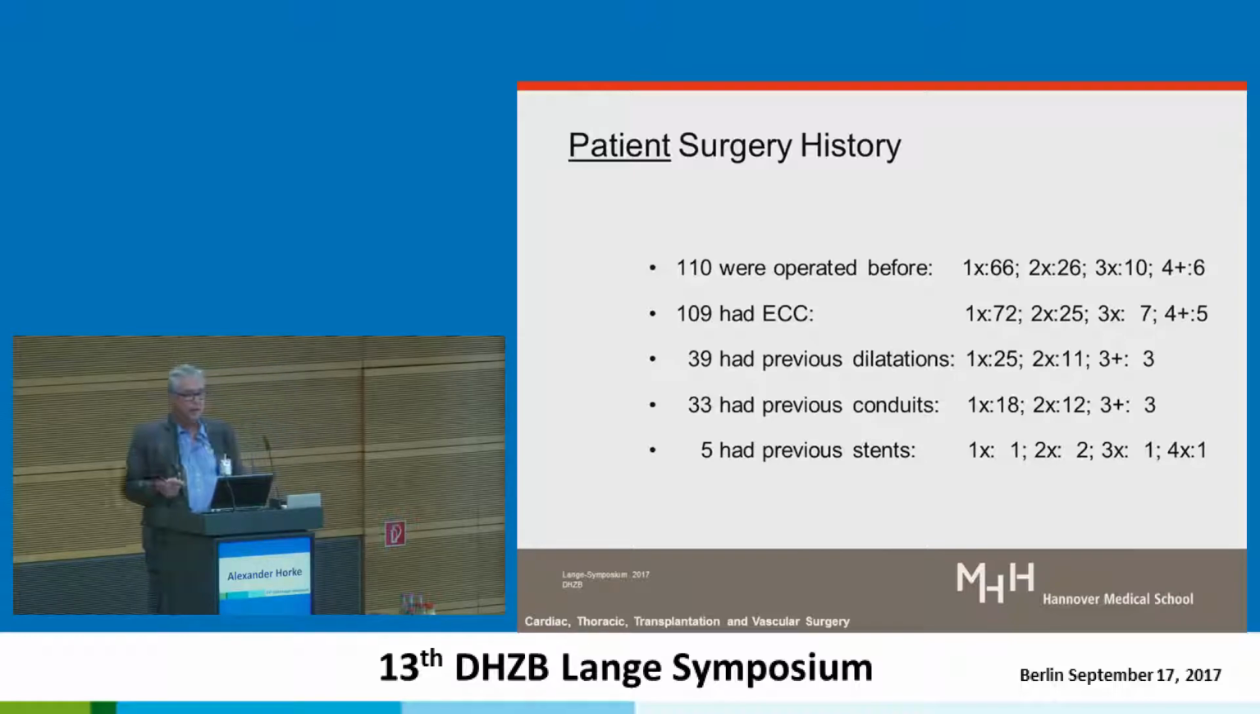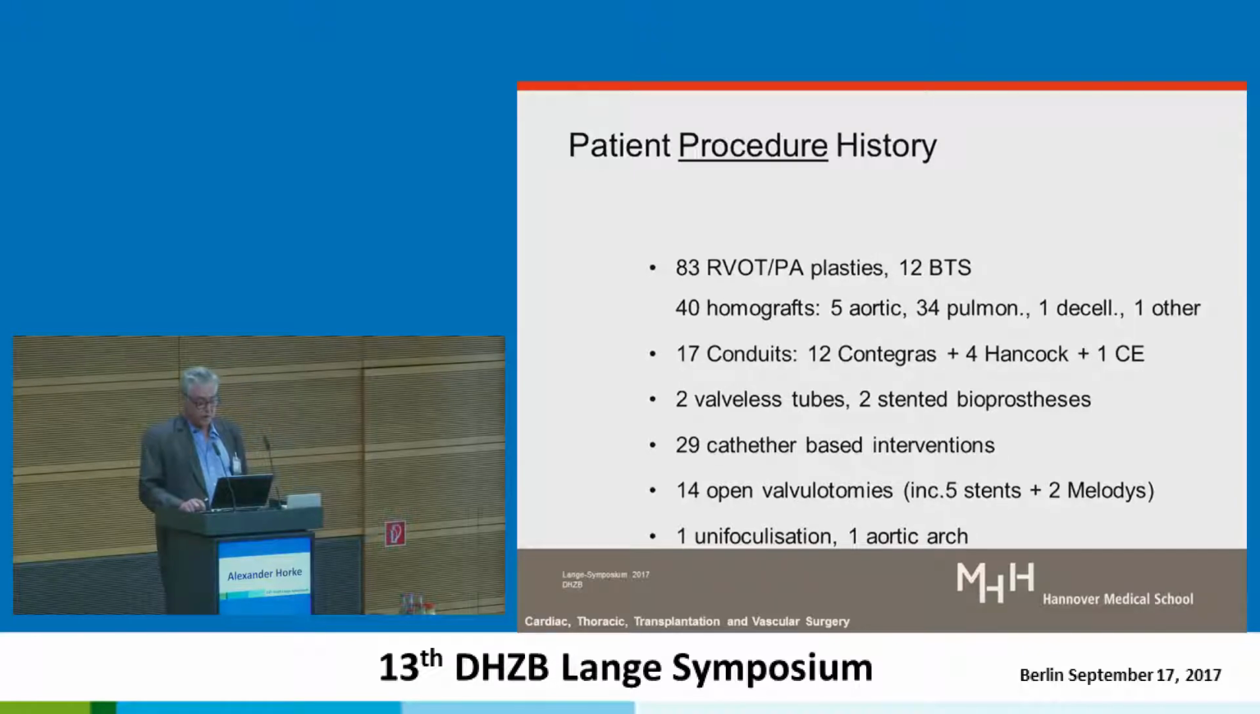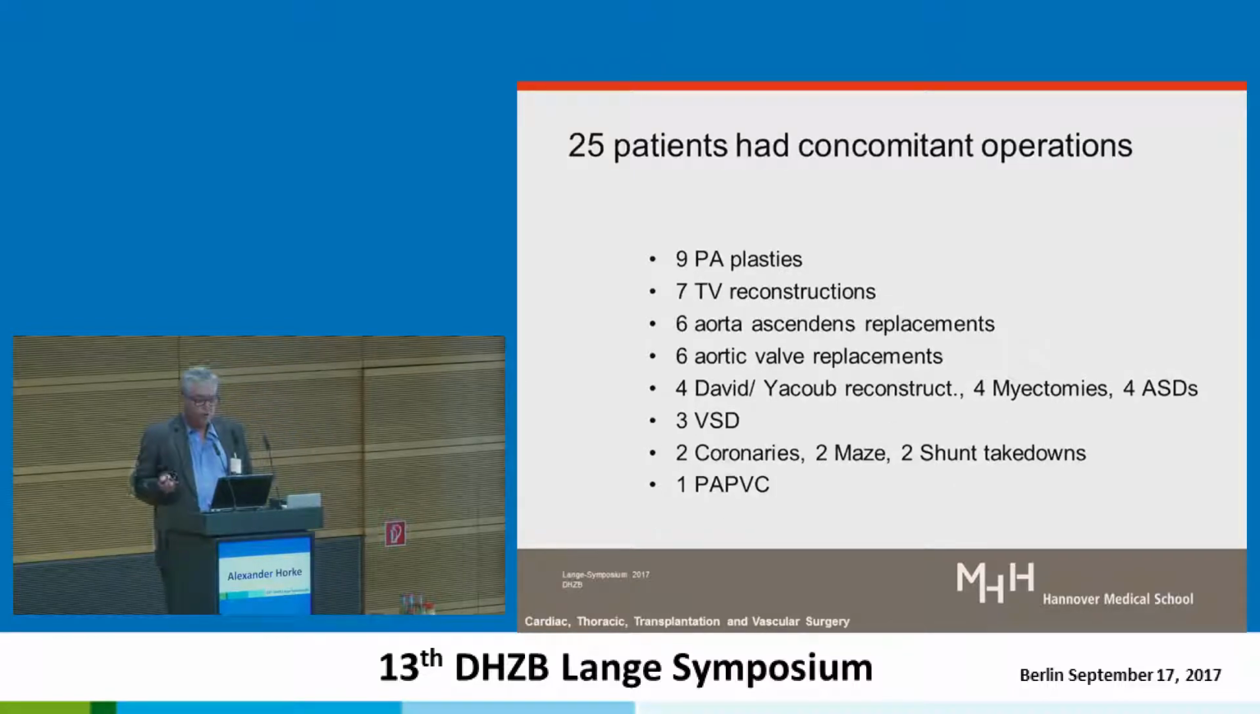We have implanted in Hannover now, up to now, 119 patients, and 110 of these 119 have been reoperated before, and a quarter had previous conduits. And if you look at the procedure history, you see a lot of procedures before. And if you look at the concomitant operations, we had a lot: 9 pulmonary arterioplasties, tricuspidoplasties. We had a lot of operations at the aortic valve, including David and Jakub operations. And you see that this is not only a valve replacement procedure, but there are a lot of different procedures we did too.